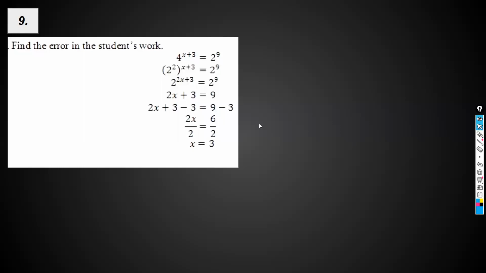So here's an interesting exercise. I want you all to look through the working. This student was given this question: 4x to the power 3 is equal to 2 to the power 9, and he was asked to solve for x. Now, he got 3 for his final answer. But something is wrong. His answer is wrong. I want you all to look through his working and tell me where he could have gone wrong. And just type an answer for me, like what you think the error is.